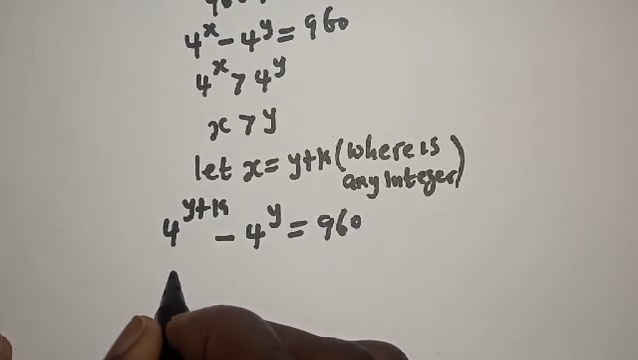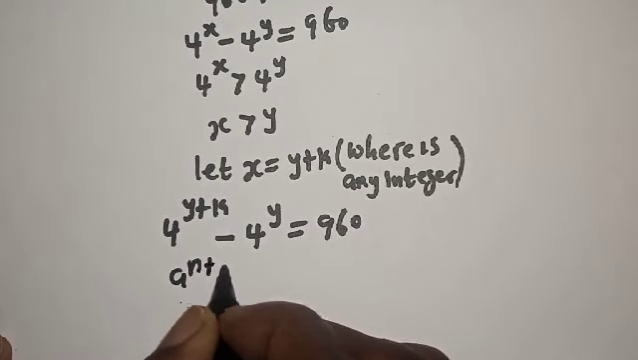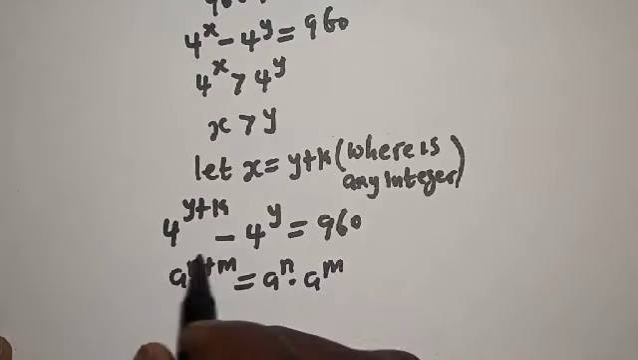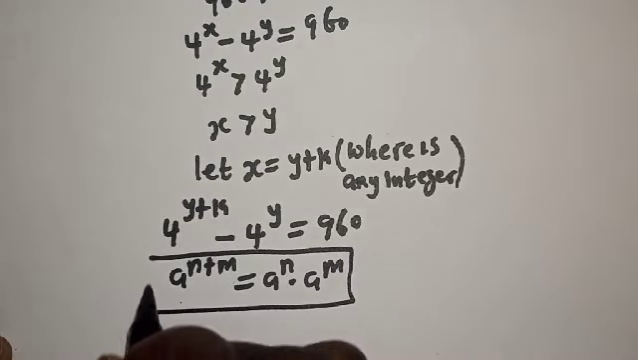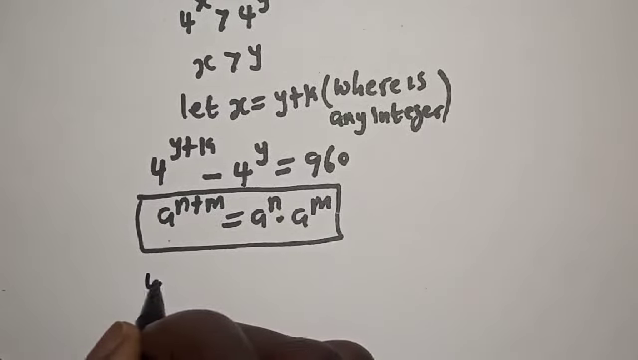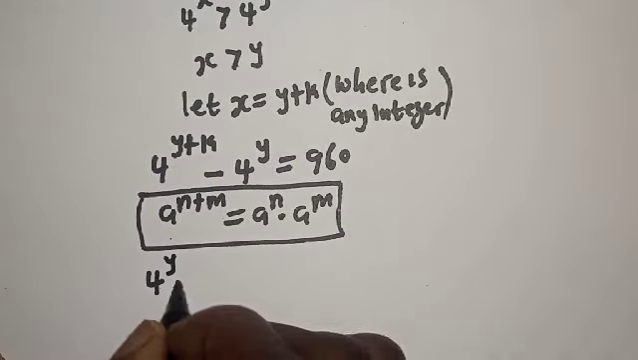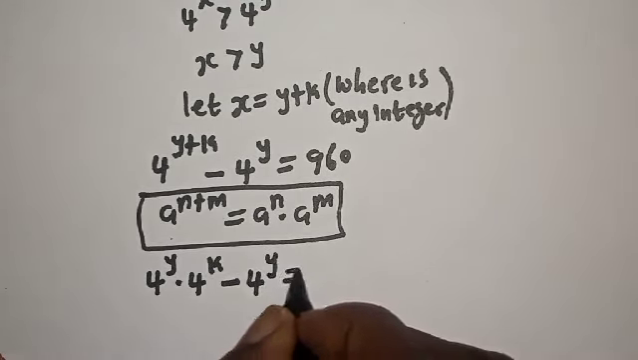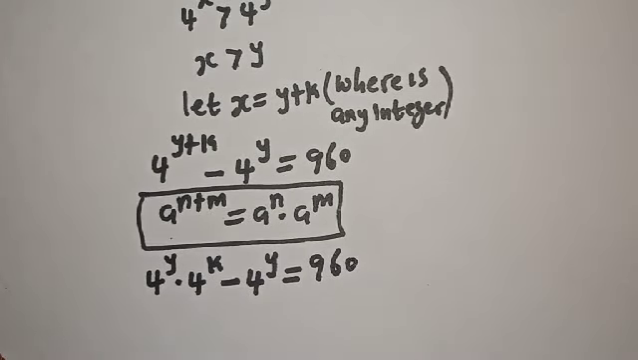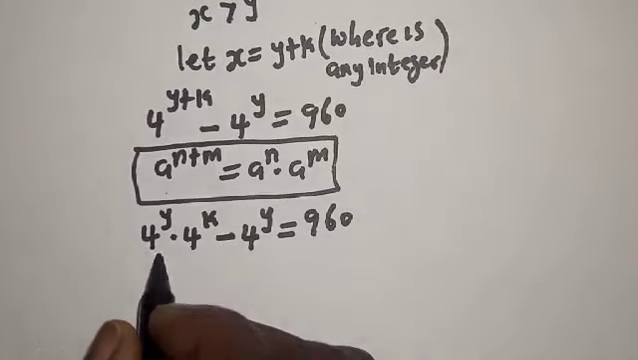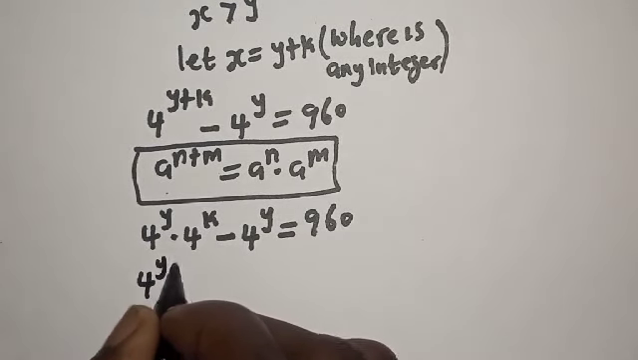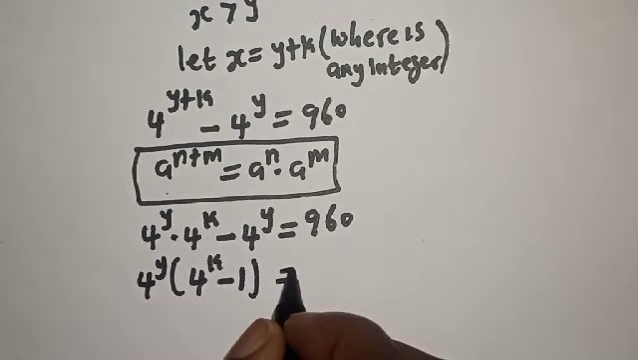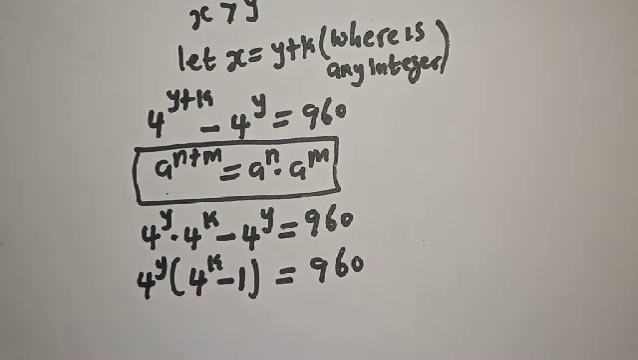Then take note of this exponential rule that a raised to the power n plus m is equal to a raised to the power n multiplied by a raised to the power m. We have 4 raised to the power y multiplied by 4 raised to the power k minus 4 raised to the power y is equal to 960. 4 raised to the power y is common here. Let's bring it out. 4 raised to the power y bracket 4 raised to the power k minus 1 is equal to 960.